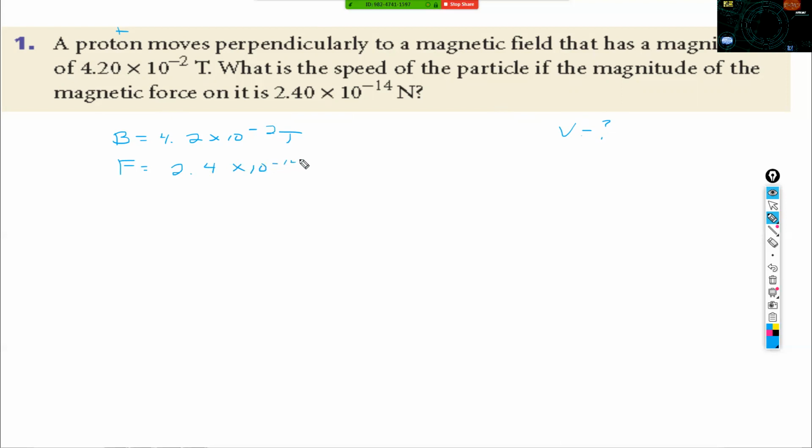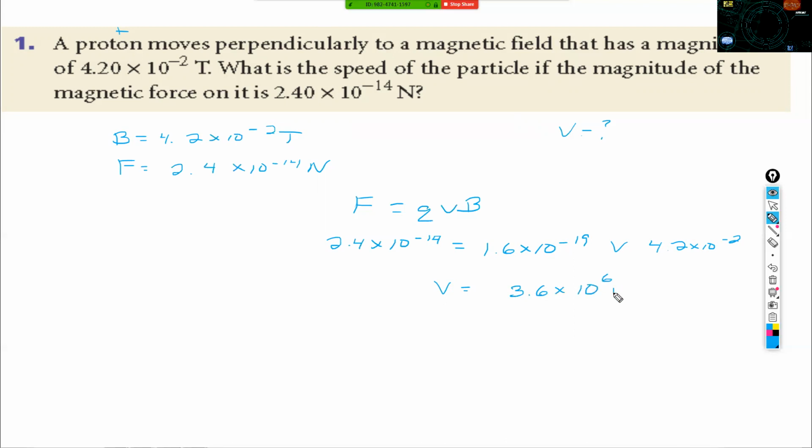All right, so I'm just going to use my force equals QVB. Okay, my force is 2.4 times 10 to the minus 14th. The charge, it says, is a proton, so it's 1.6 times 10 to the negative 19th coulombs. Velocity times your magnetic field of 4.2 times 10 to the minus second. Again, being very careful with your parentheses, you should find out that the speed is 3.6 times 10 to the sixth meters per second.